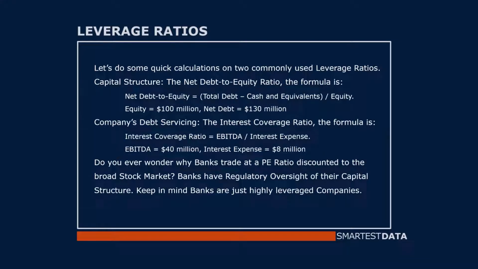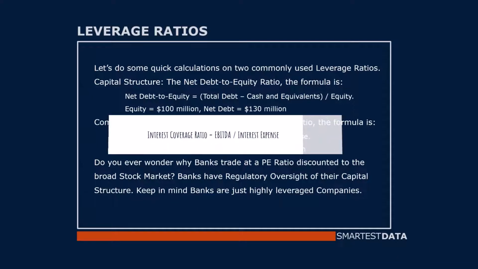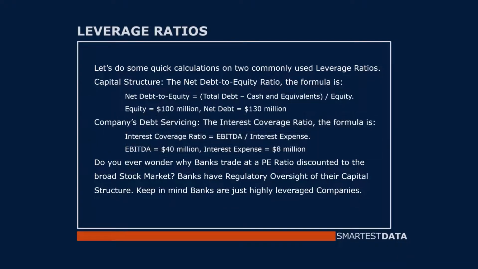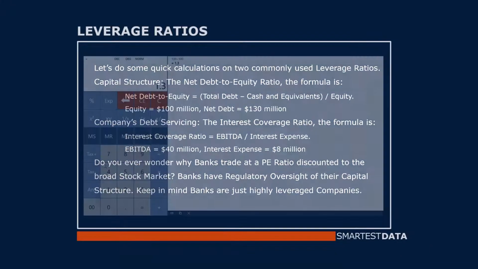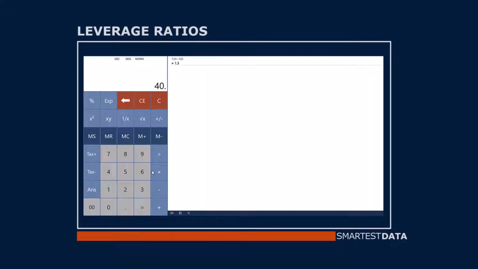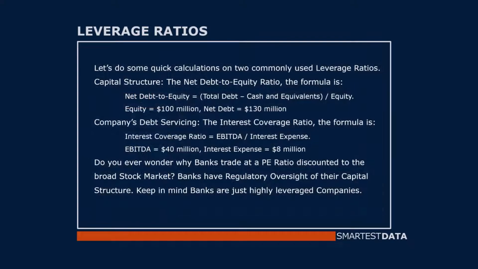The interest coverage ratio, the formula is interest coverage ratio equals EBITDA divided by interest expense. So for this financial year, the EBITDA was 40 million, interest expense of 8 million. So what we're doing is dividing EBITDA 40 million divided by interest expense 8 million. We have a ratio of 5 times. So therefore, the interest expense, which is below the EBITDA line, is covered 5 times.